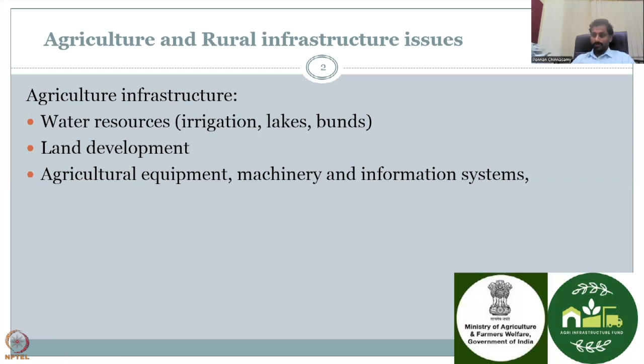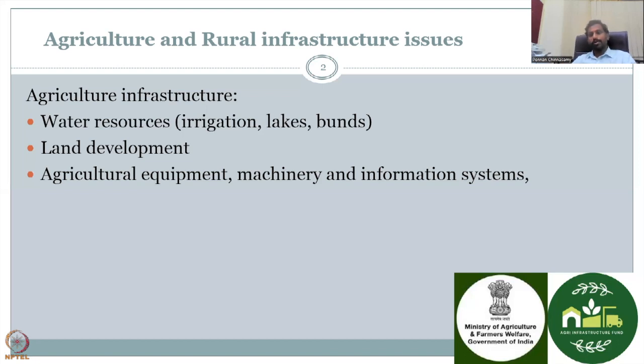Machinery, to be specific, is also included, and information systems. So machinery could include your tractors, your harvesters, etc. Because everyone cannot buy a harvester. It's a huge machine, right? However, you can rent it through agricultural infrastructure schemes, or a village panchayat might have it, and you can share it between the farmers in your village.